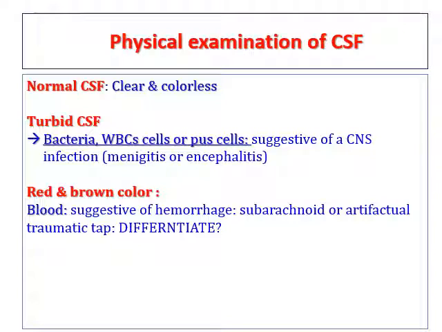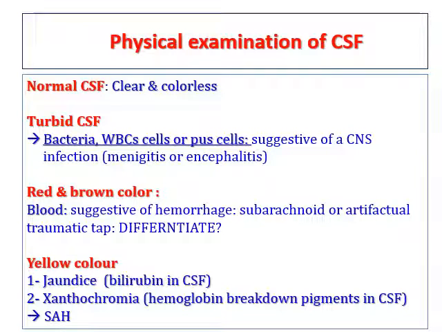If the color is changed, it may be red or brown. Red or brown means it may be blood. Blood is suggestive of hemorrhage, like the subarachnoid hemorrhage, or you have injured some vessel during the procedure of insertion of the needle. So it may be traumatic tap or maybe subarachnoid hemorrhage. Okay, how to differentiate? We'll talk about it in the next slide.